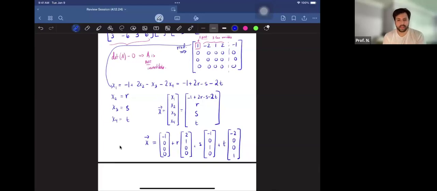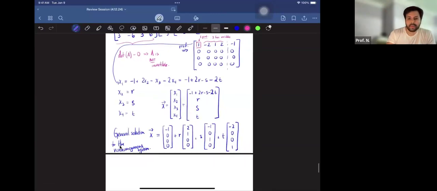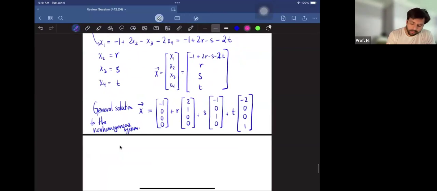You guys see that? This is the general solution to the non-homogeneous system. Now, what is this? This is called the particular solution. Remember, R, S, and T can be any scalar.